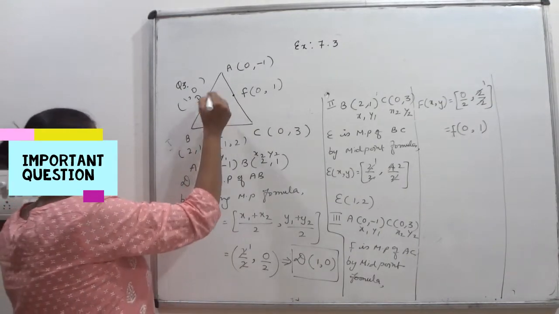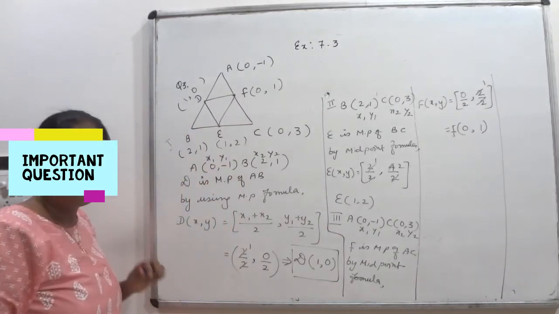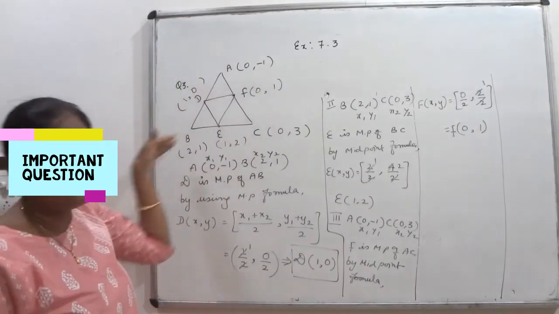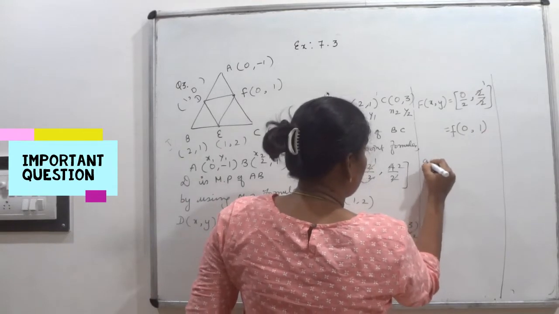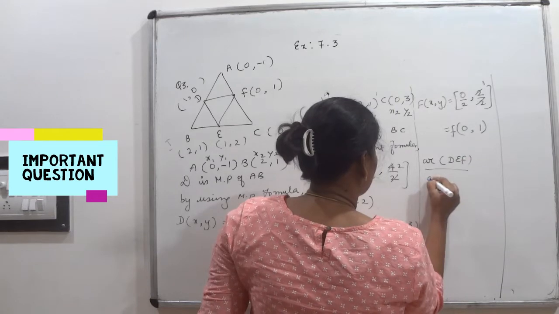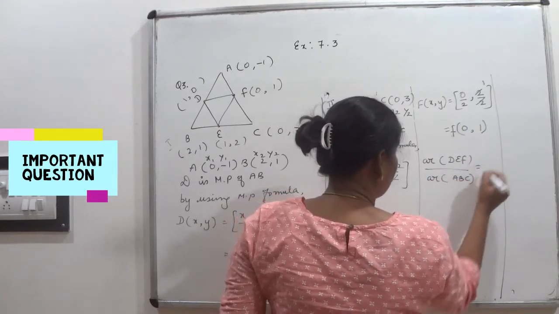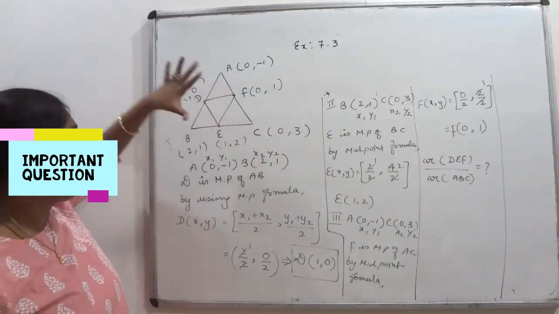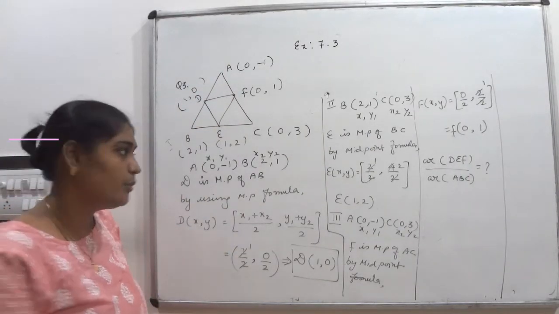They told you in the question, when you join these 3 midpoints, you will get another new triangle. Here I am going to find the ratio of the new triangle and the old given triangle ABC. I am going to find the ratio of area of DEF upon area of ABC. So first of all you have to find the area of DEF and the area of ABC. Divide both, you will get the ratio.